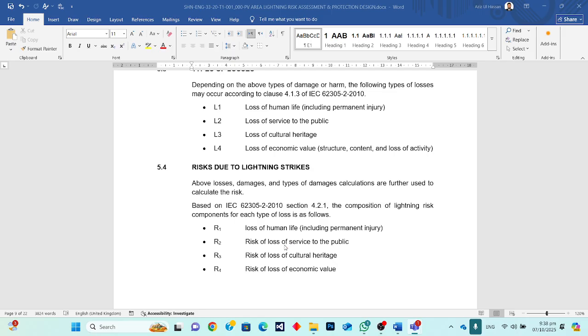From that, we have to consider the risk, whether this risk of the losses is present or not. We have to consider this and calculate these loss risks. Then on that risk basis, we will decide whether we need the protection system or we don't need to give the protection system for our solar power plants.